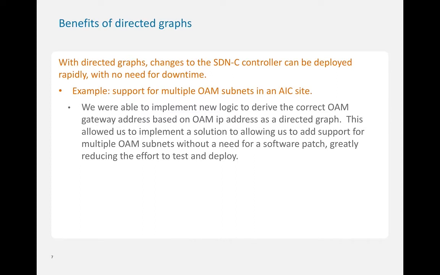We had a recent example on one of our projects where we needed to be able to handle a situation that had not been anticipated when the requirements were written. We had a case where one of our sites had multiple subnets for O&M addresses, which had not been anticipated when the project was first initiated. We were able to solve that problem by a change to a directed graph, which we were able to deploy without a need to restart the container, which allowed us to turn that fix around much, much faster than if we had had to do it in Java.